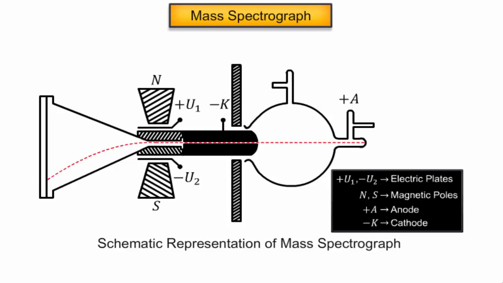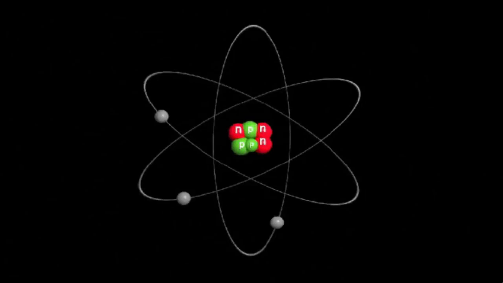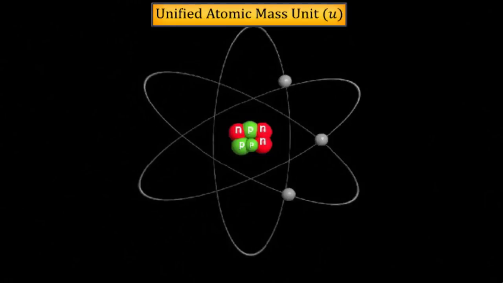The usage of the unit kilogram is not convenient for measuring the masses of particles like atoms or molecules. Hence, for measuring the masses of particles like atoms or molecules, a convenient unit called the Unified Atomic Mass Unit, referred to as AMU in short, was established. The symbol of the Unified Atomic Mass Unit is u.